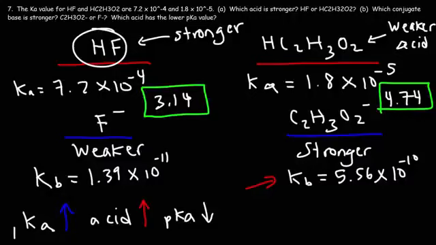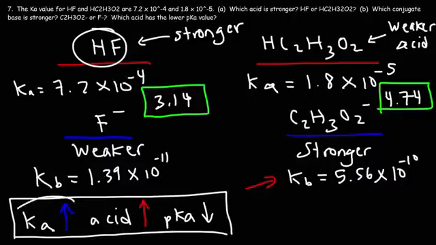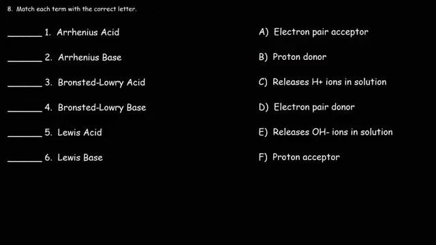So let's summarize what we've learned here today. The stronger acid is going to have the higher Ka value, and the stronger acid is going to have the lower pKa value. So just keep that in mind. And the stronger the acid, the weaker the conjugate base. Now let's work on this exercise. Go ahead and match each term with the correct letter.